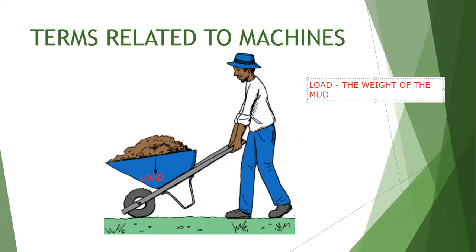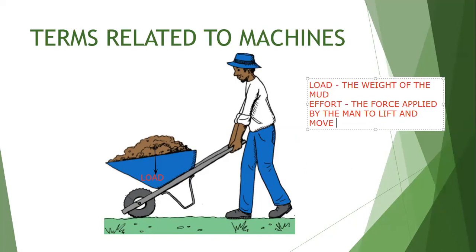The weight of the mud is the load. What is the effort? So the force applied by the man to lift and move the wheelbarrow, that's the effort. So the load is the weight of the mud, and the effort is nothing but the force applied by the man to lift and move the wheelbarrow.